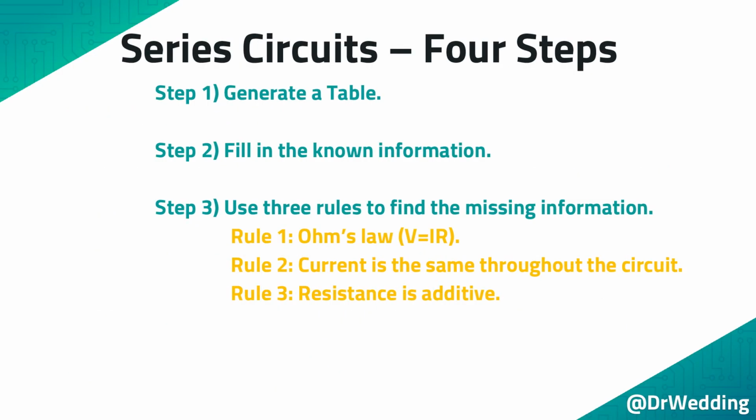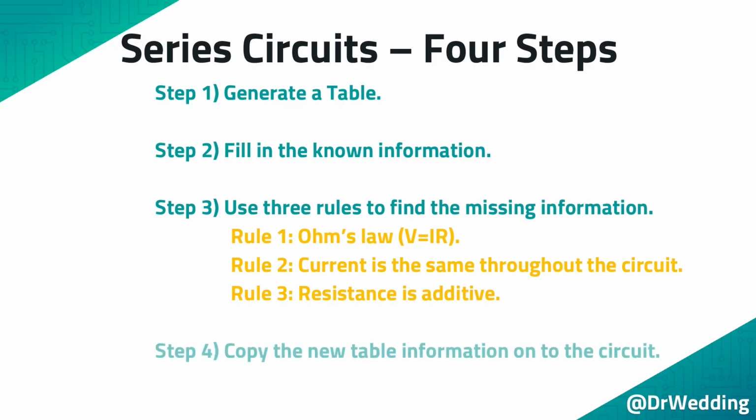These 3 rules are very easy to apply to a table because Ohm's law will apply to each row of the table. If you have 2 of the values, you can find the third. The second rule is only applied once. When you find any current, you just copy it into all the current boxes. The third rule is also only applied once. If you have a missing resistor, you can calculate it because all the resistors will add up to the total resistance. Step 4. Copy the new table information onto the circuit.